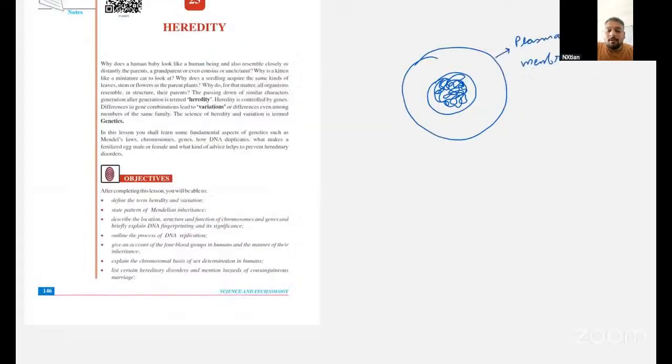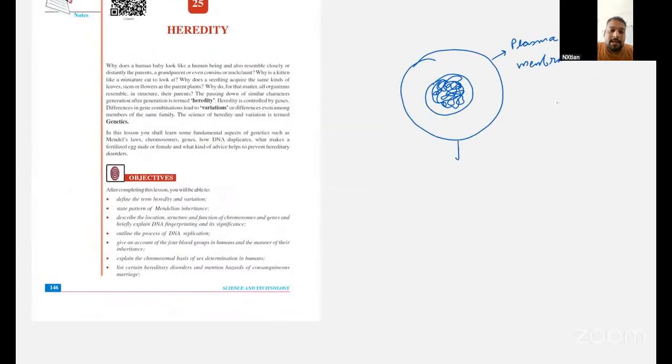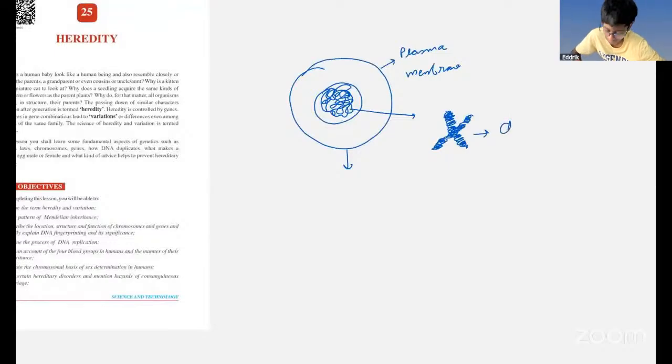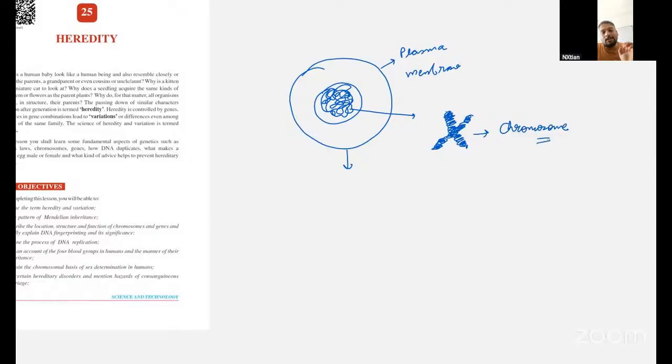Now what happens when this cell is about to divide? The DNA condenses itself like this, in the form of this structure, and this structure is called a chromosome. So DNA condenses itself in the form of this. It is called a chromosome.